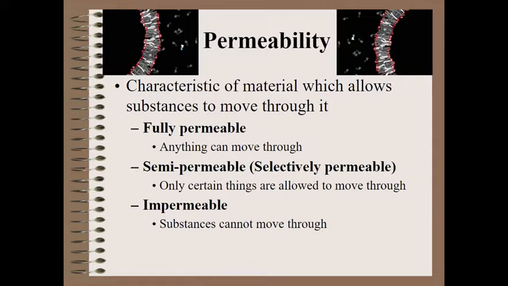And there are three different ways to think of permeability. Something could be fully permeable, and that means that anything would be able to move through the material. Semi-permeable, also called selectively permeable, which means that only certain things are allowed to move through the material. Or it could be impermeable, and that would be substances that cannot move through the material at all.